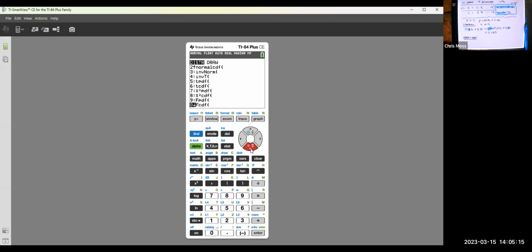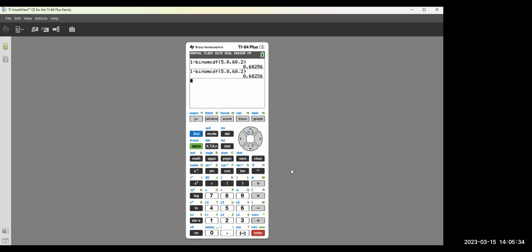And one of the things I can't do right now is look at everyone's calculator. So CDF, 5 trials, 0.60. The value is 2. Paste that in. And you have to get the 1 minus in there also. So I understand. So there we go. I put in 20 instead of 5.